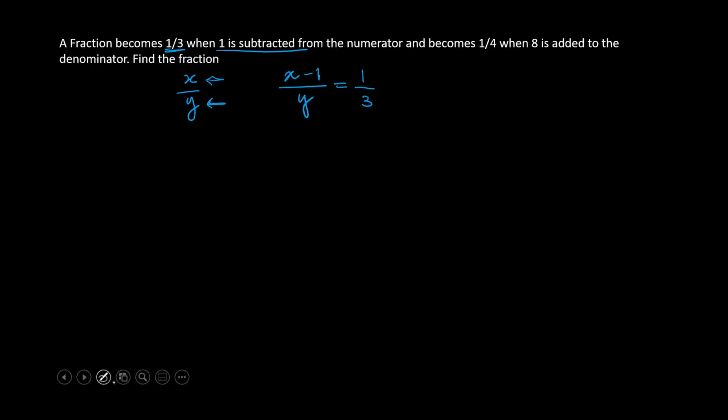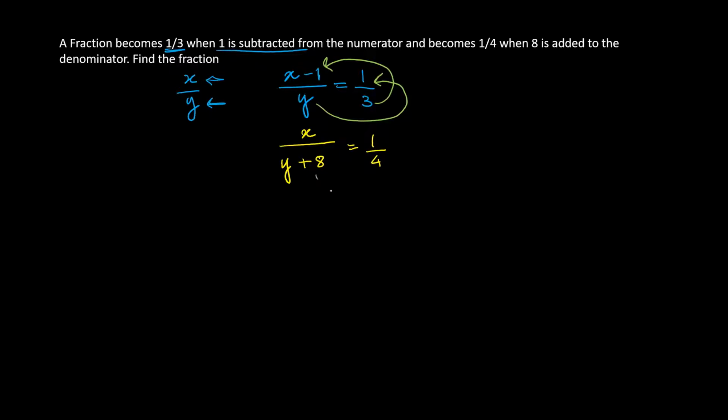Then for the second one, it is given that 8 is added to the denominator. The denominator is down, so 8 is added to y. It becomes 1 by 4. What I'll do here is take this 3 onto the top and y over here. Similarly, I'll take this here and that there. So the first equation is going to be 3 times (x minus 1) equals y, and the second equation is going to be 4x is equal to y plus 8.